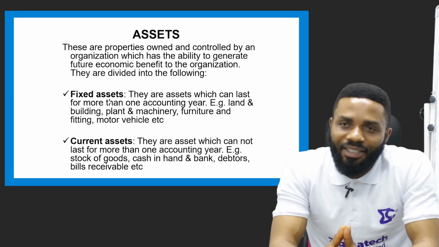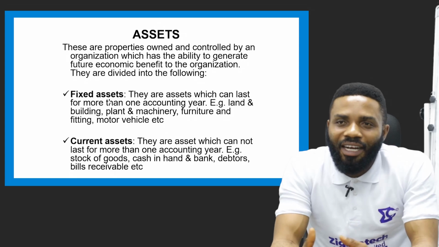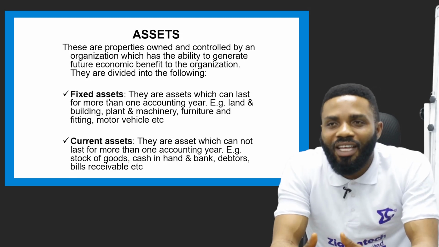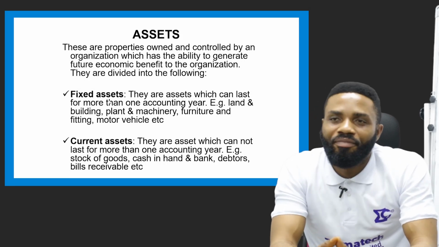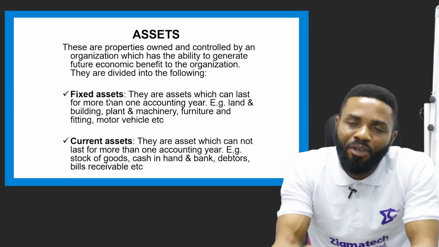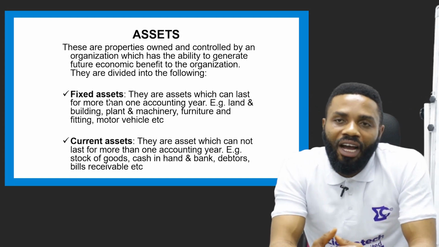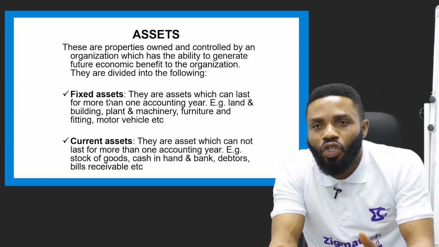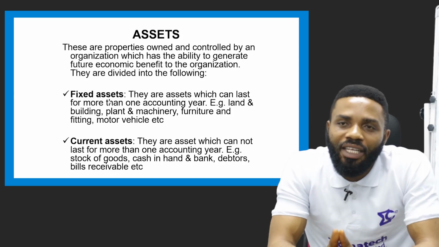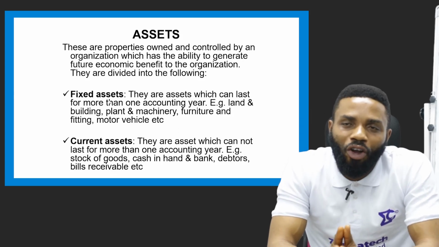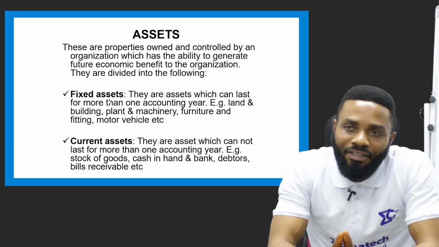Now, when you talk about assets that can last for more than 1 year, we are talking about properties owned and controlled by the business that can generate future economic value beyond 1 year. That is to say their lifespan is more than 1 year. And we have land and building, plant and machinery, furniture and fitting, motor vehicle, etc. Students are advised not to limit their knowledge of assets to what I have listed so far.